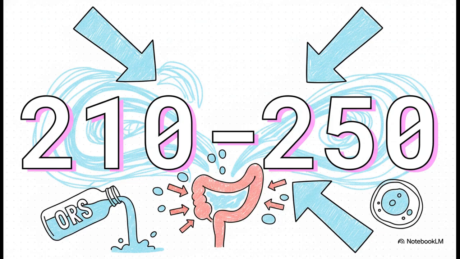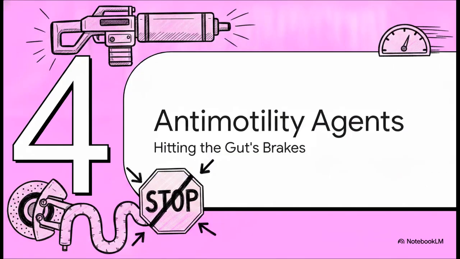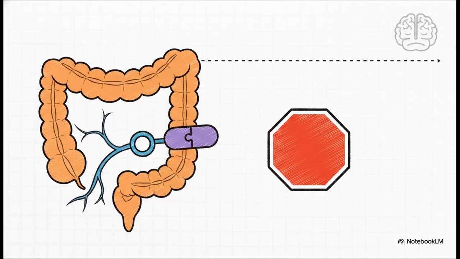If it's too high, it draws more water out into the gut and, you guessed it, makes the diarrhea even worse. All right, Section 4, anti-motility agents, hitting the gut's brakes. Once the fluids are handled, we bring out the heavy tactical weapons. The 2 big heavy hitters you need to know are Loperamide and Diphenoxylate.